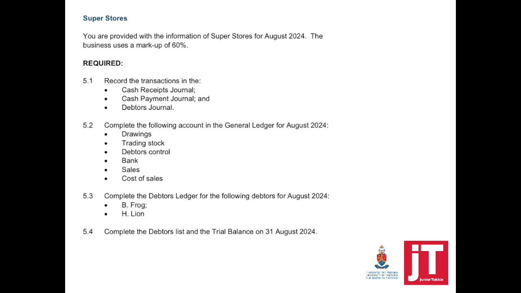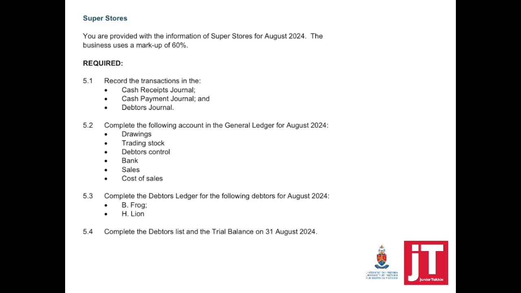5.2. Complete the following accounts in the general ledger for August 2024. Question 5.3. Complete the debtors ledger for the following debtors for August 2024. So you're not required to complete all of them. And then question number 4. Complete the debtors list and the trial balance on 31 August 2024.